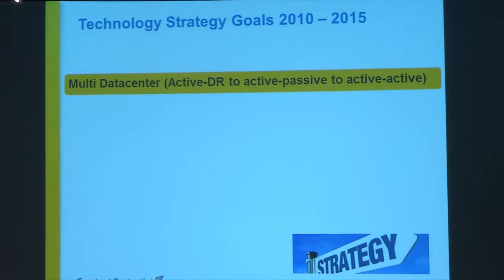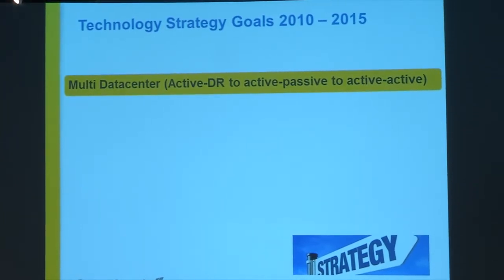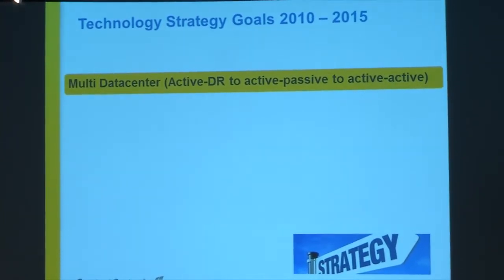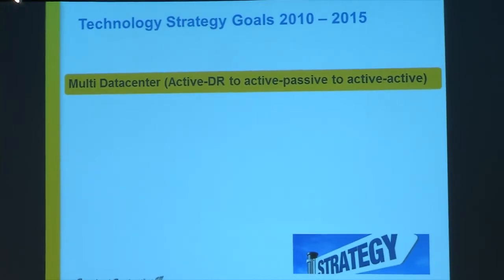Our technology strategy goals were then, we wanted to support multiple data centers. That leads a lot to the choices of the technologies we chose for this, in Cassandra specifically.